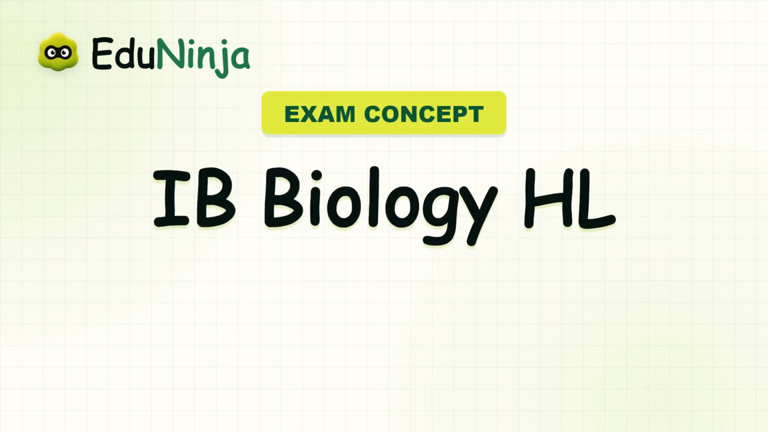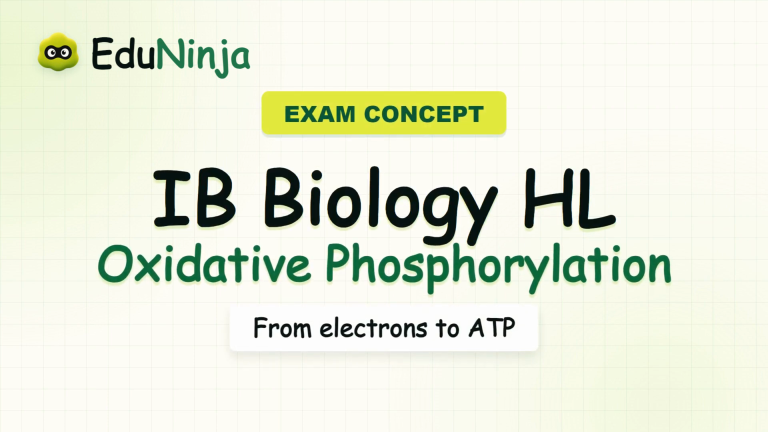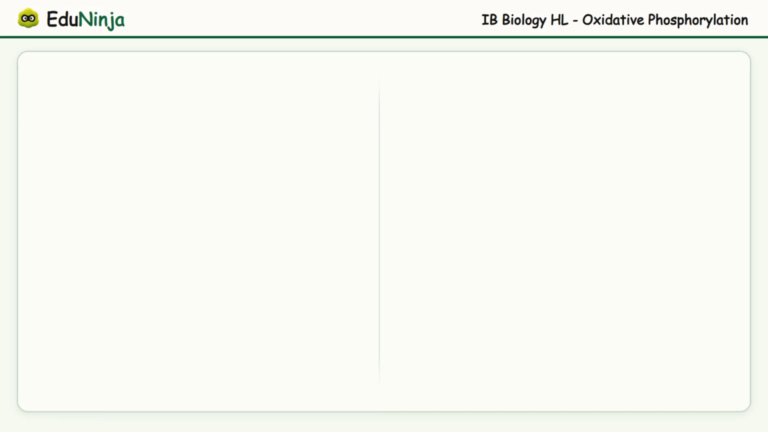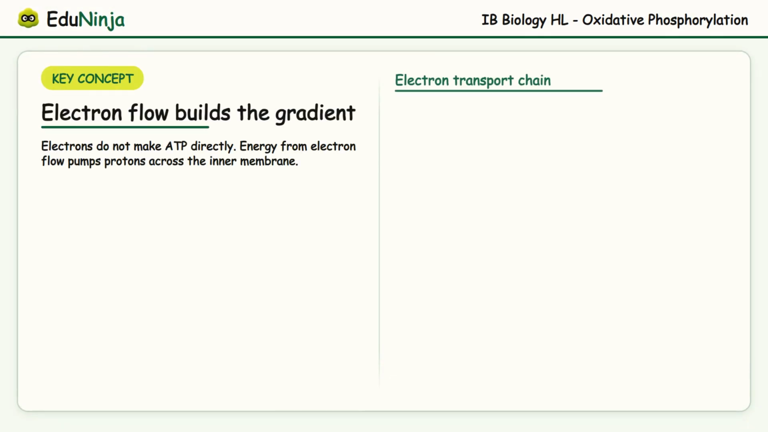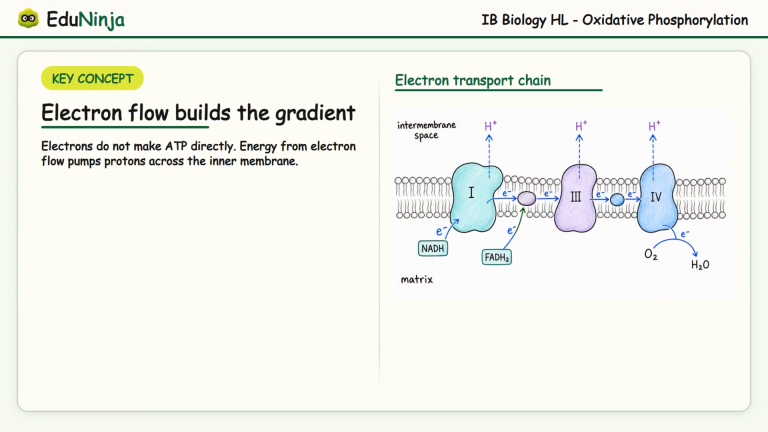Today, we are learning oxidative phosphorylation in IB Biology HL, how electron flow builds a proton gradient, and how that gradient drives ATP production. First, do not think of oxygen as making ATP directly. In oxidative phosphorylation, electron flow is what builds the proton gradient. Electrons move through the electron transport chain. Their energy pumps protons across the inner mitochondrial membrane.